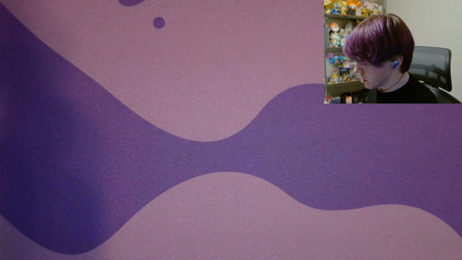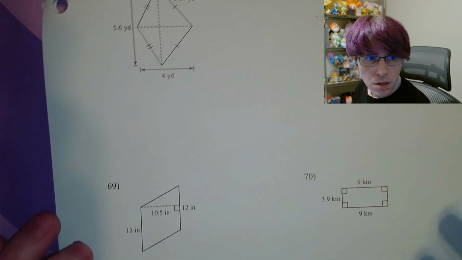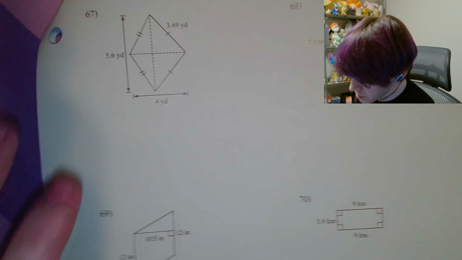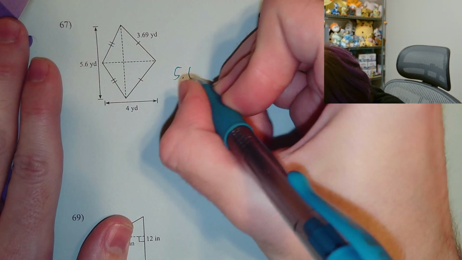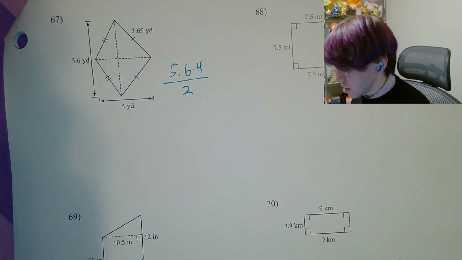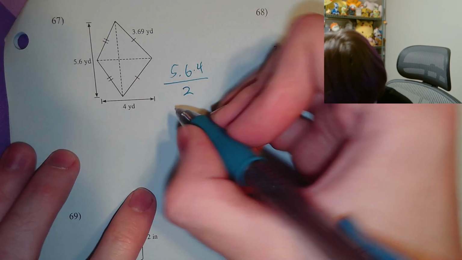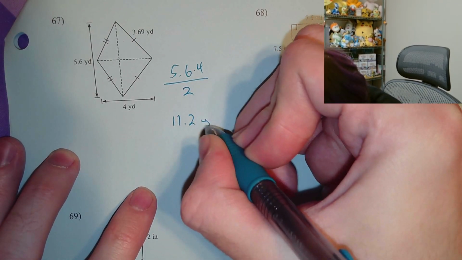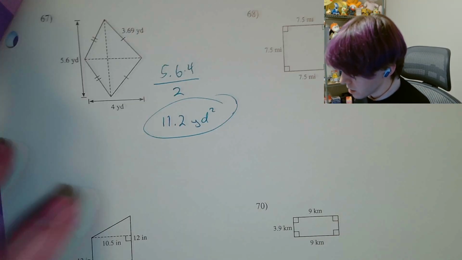Question 67. Another easy one. Another diagonals. Here we go. 5.6 times 4 divided by 2. What's that going to be? It's going to be 11.2 yards squared. Don't even need a calculator on that one.